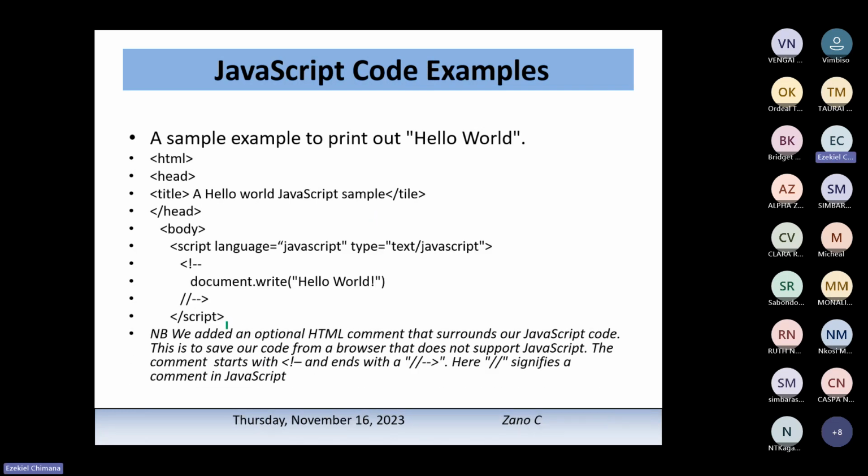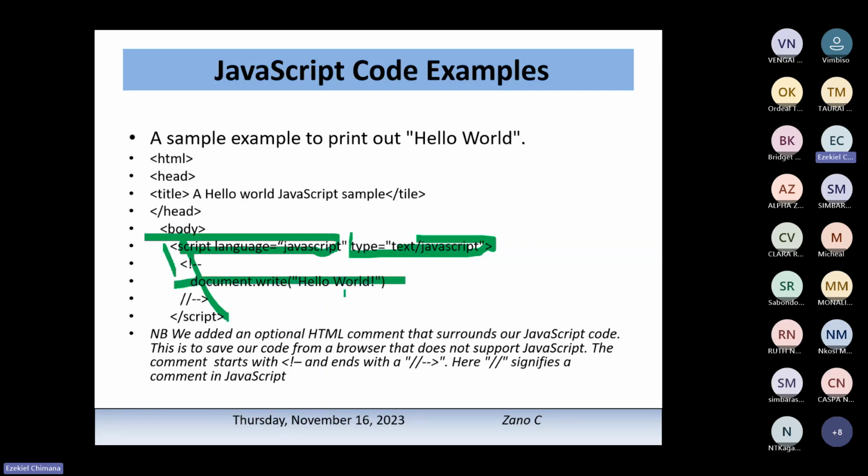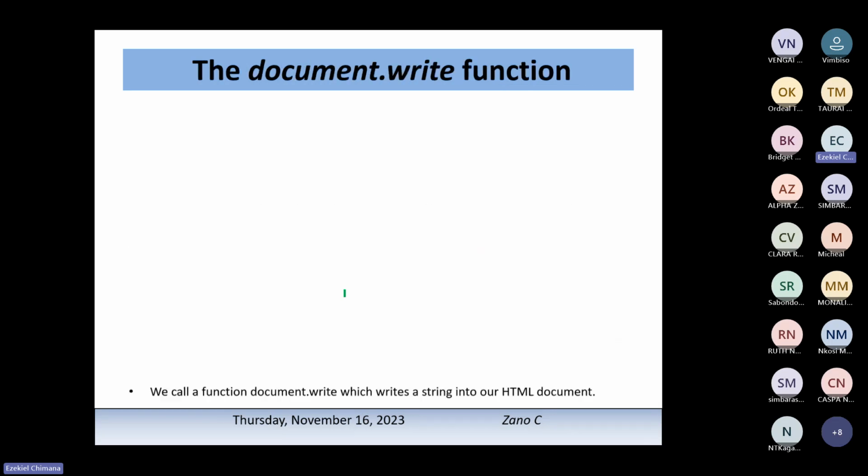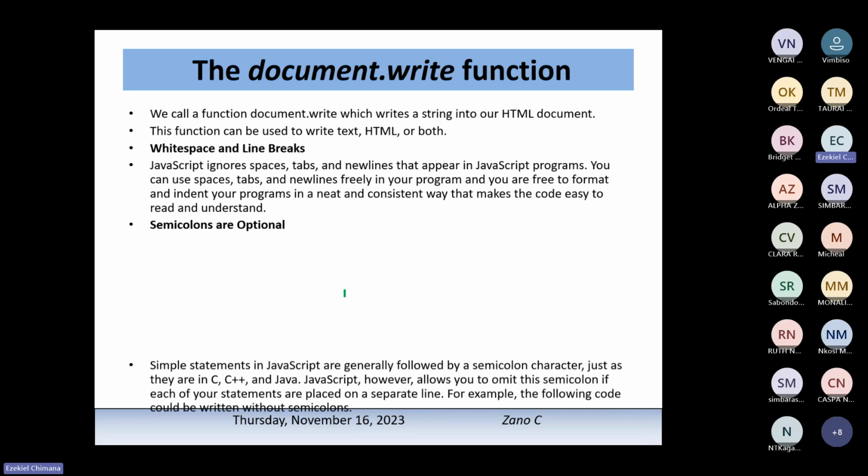If you look at this one, script language JavaScript, the type is just text/javascript. So you need to include the type as an attribute on this tag, and then the language as well. Everything that you put in between is JavaScript. Anything that you put inside those is just JavaScript. So this was the document.write function.